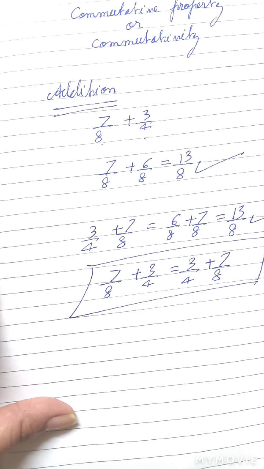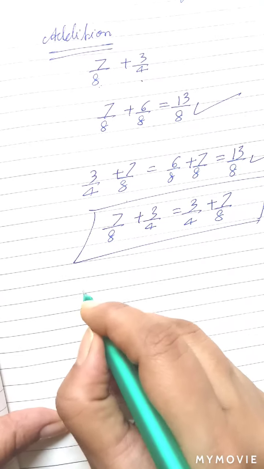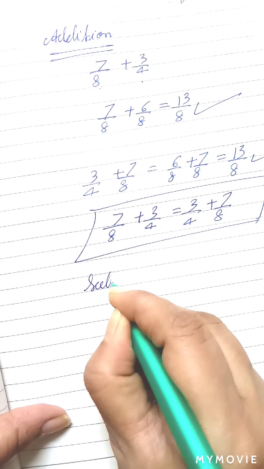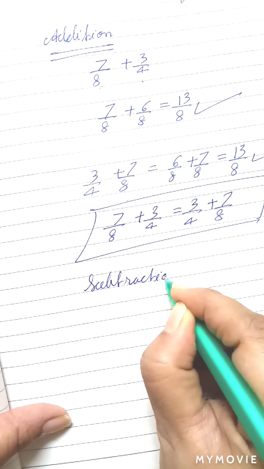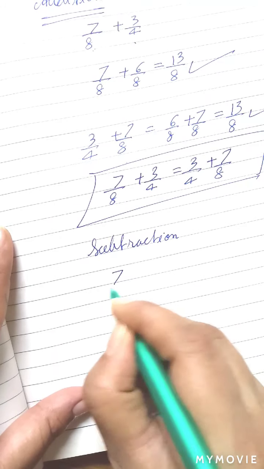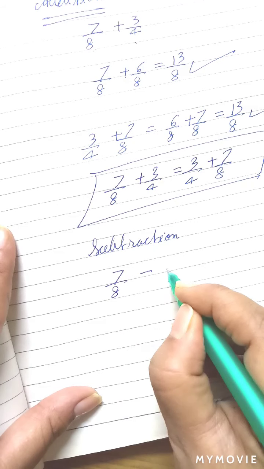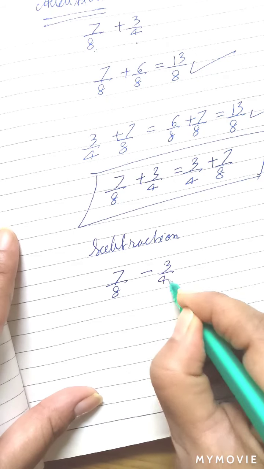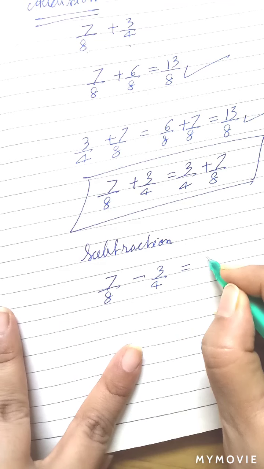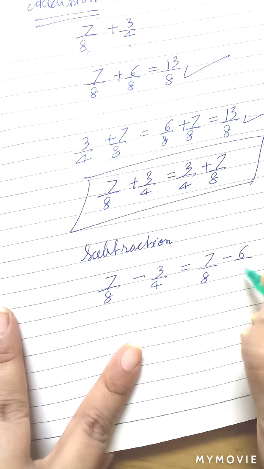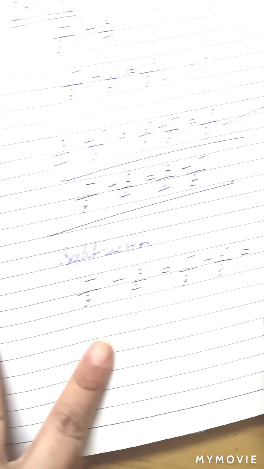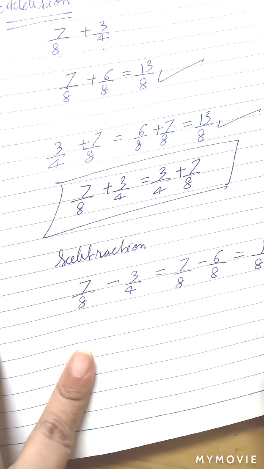Is this the case with subtraction? Let's quickly verify with the same examples. We will take the example that we took above. We have 7 by 8 minus 3 by 4, which is 7 by 8 minus 6 by 8. And the answer is going to be 1 by 8.